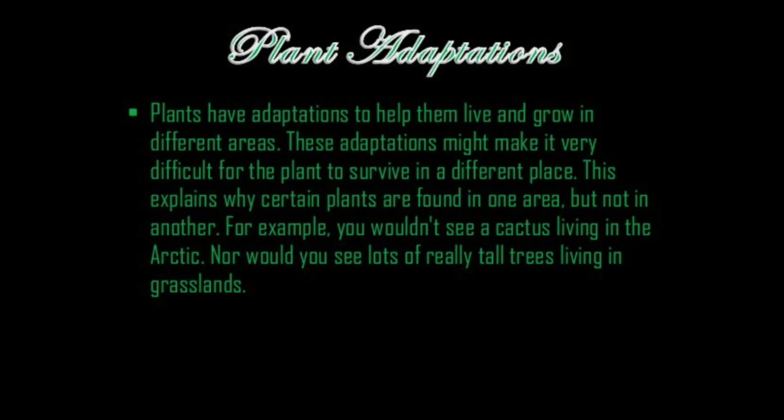Plant adaptations. Plants have adaptations to help them live and grow in different areas. These adaptations make it very difficult for the plant to survive in a different place. This explains why certain plants are found in one area but not in another. For example, you wouldn't see a cactus living in the Arctic, nor would you see lots of really tall trees living in grasslands.